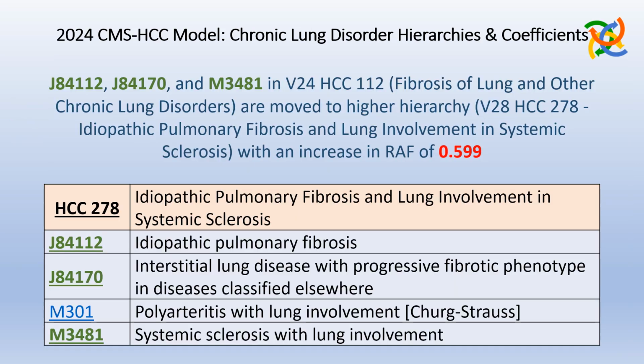J84.112, J84.170, and M34.81 in V24 HCC 112, fibrosis of lung and other chronic lung disorders, are moved to a higher hierarchy, V28 HCC 278, idiopathic pulmonary fibrosis and lung involvement in systemic sclerosis, with an increase in RAF of 0.599.